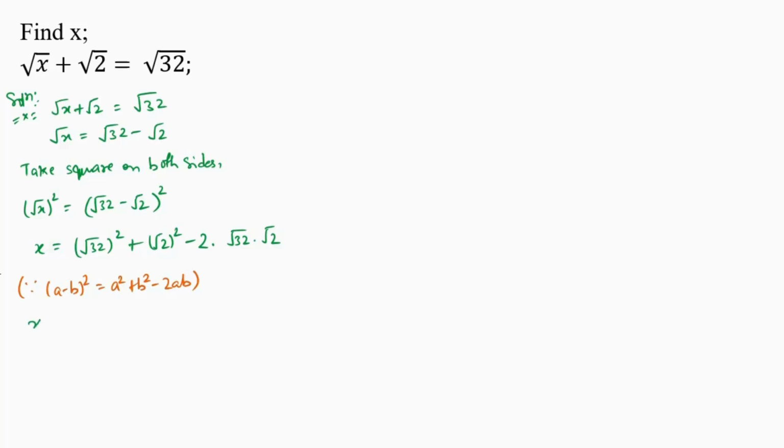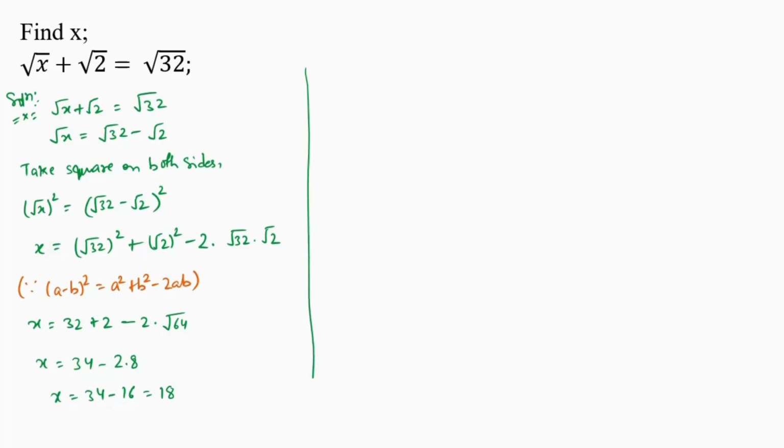So on solving this, we get x equals 32 plus 2 minus 2 times root 32 times 2, which is root 64. So on solving this, we get x equals 32 plus 2, which is 34, minus 2 times under root 64, which is 8. So x equals 34 minus 2 times 8, which is 16, and 34 minus 16 is equal to 18. So the value of x is 18.